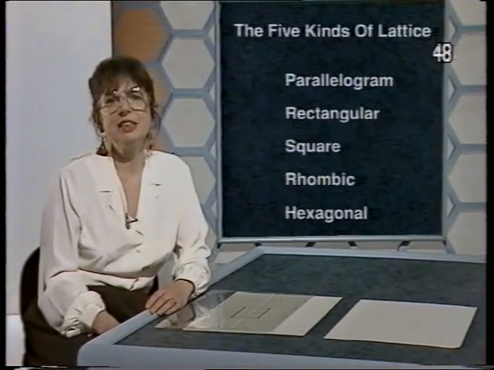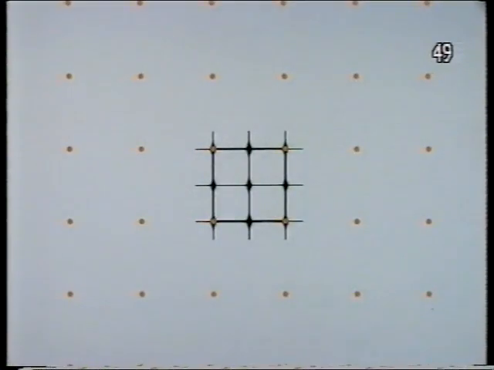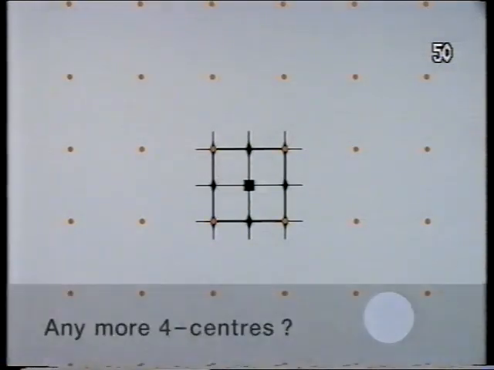For the remaining lattices, we drop this restriction. If we squash the rectangular lattice until the basis vectors become equal, what we get is a square lattice. Have we introduced any new symmetries? Well, we now have centres of rotation of order 4. Fairly obviously, each square has a fourfold rotation about its centre. And it's a fourfold rotation of the entire lattice. What about the other points that used to be only 2 centres? Have any more been upgraded to 4 centres?